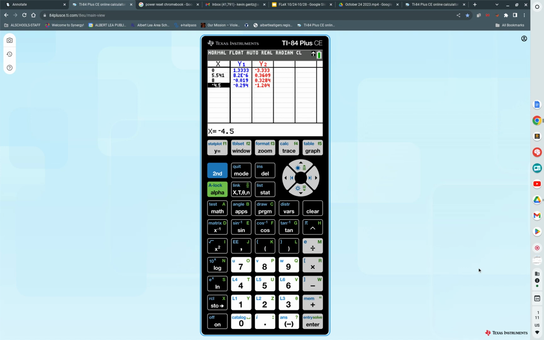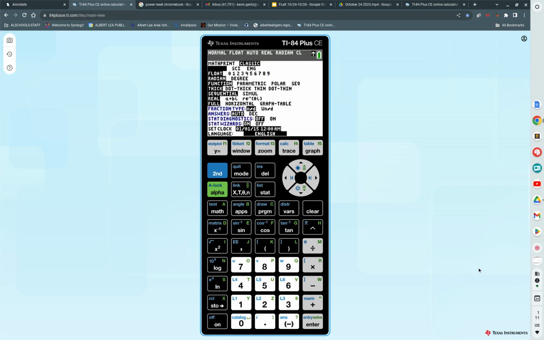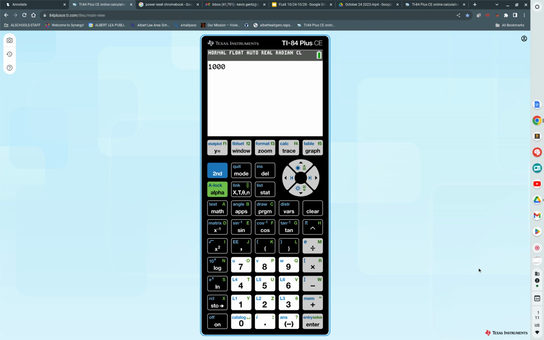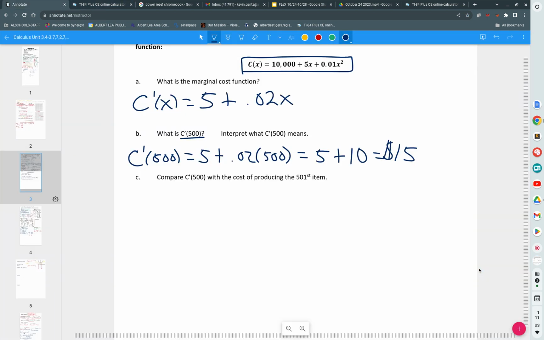Okay, got it. So I'm going to quit, and I'm going to type in the cost. And the cost is this. We start with 10,000 plus, what's the next part of it? 5x. So I'm going to do 5 times 500 plus 0.01 times 500 squared. That's the cost of producing 500 shoes. It's $15,000 to produce 500 shoes. Does everybody see that when I want to figure out the total cost, I plug it into there? So what does the 15 mean?